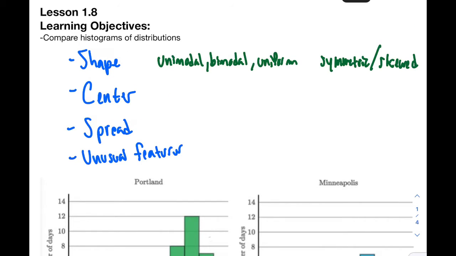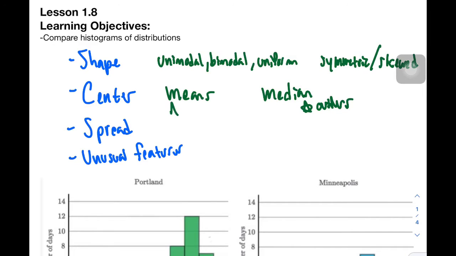For the centers, we talked about means, or we can use median. The center of the distribution will either be the mean or the median. Sometimes one is better than the other. Remember, medians are better if there are outliers. Means are better if the data is symmetric.